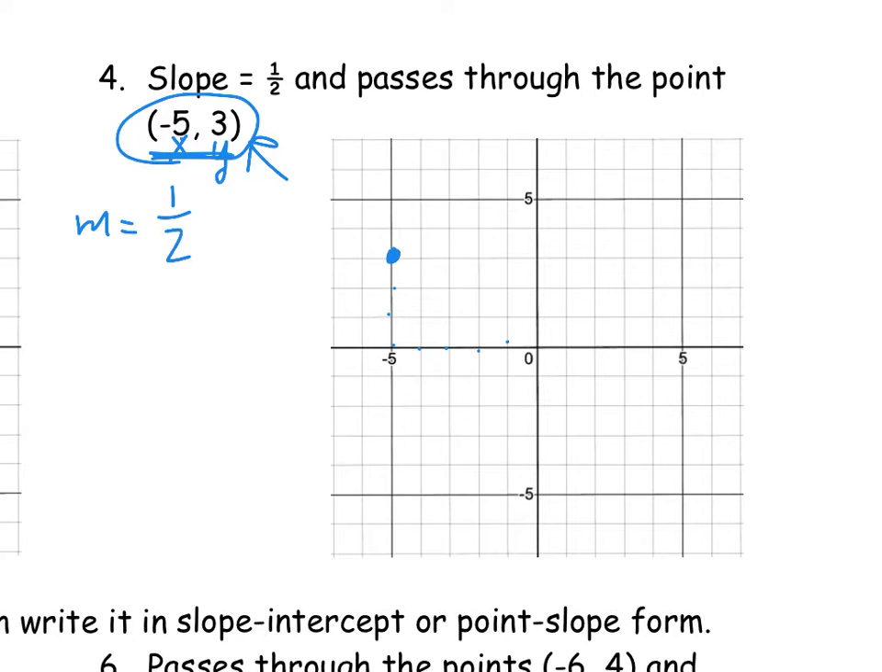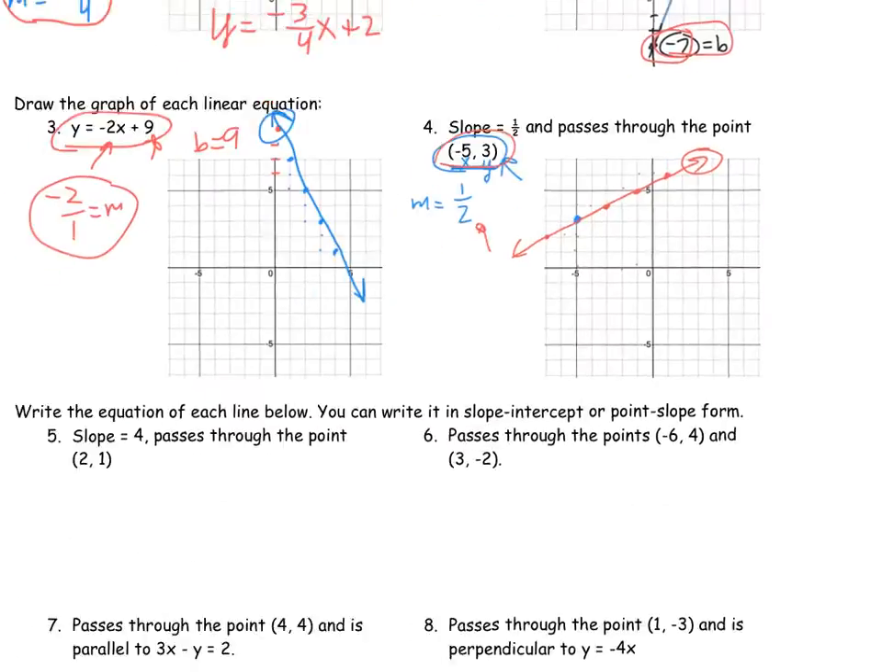So from that point, I go up 1 over 1, 2. There's a point. Up 1 over 1, 2. Or you could go down 1, the opposite, and back 2. So we're not graphing a y-intercept here. We're just graphing the point that they give us. Okay? And that's our line. Now notice it's going up as it goes to the right, and my slope is positive, so that makes sense.